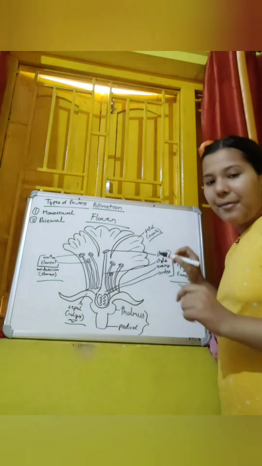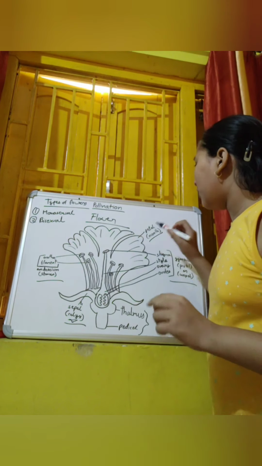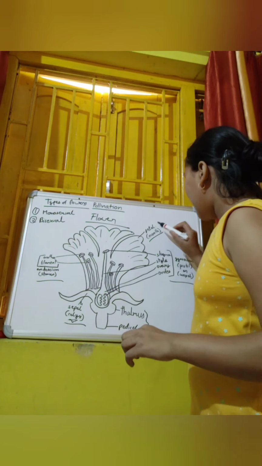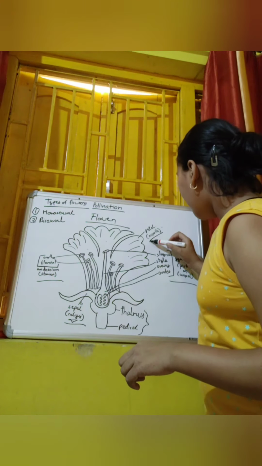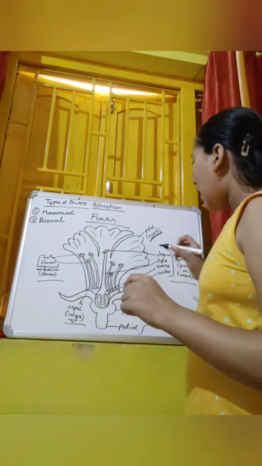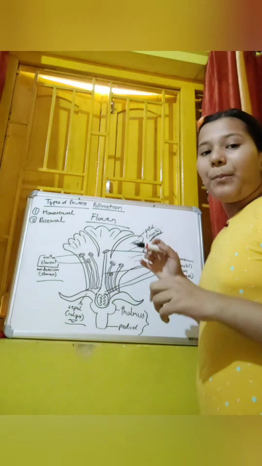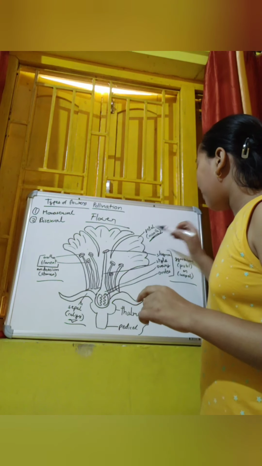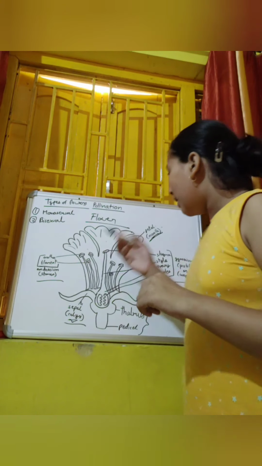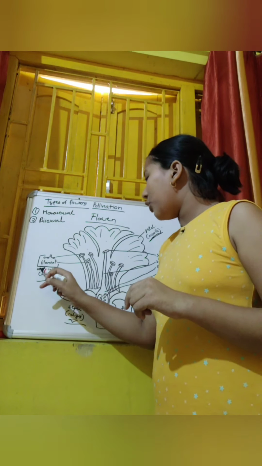Next, petal. Now petal is the most attractive part of a flower. These are the petals. Now one petal is known as petal and a group of petals is known as corolla. Now it attracts the agents of pollination and it is the most attractive part and the most colorful part of a flower.